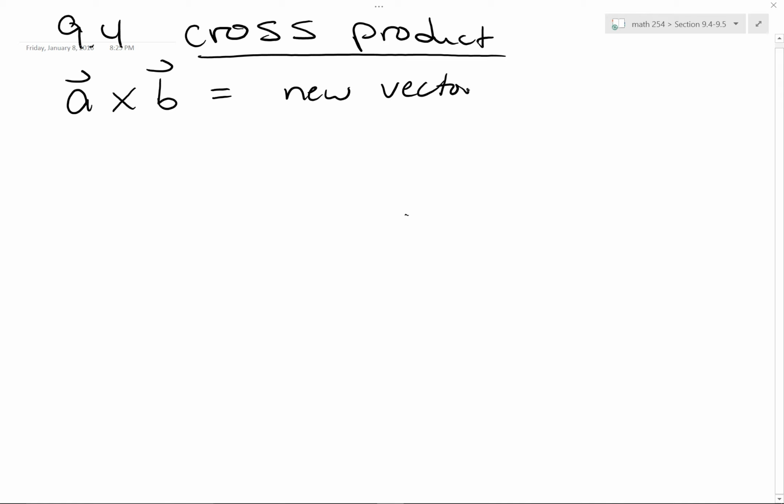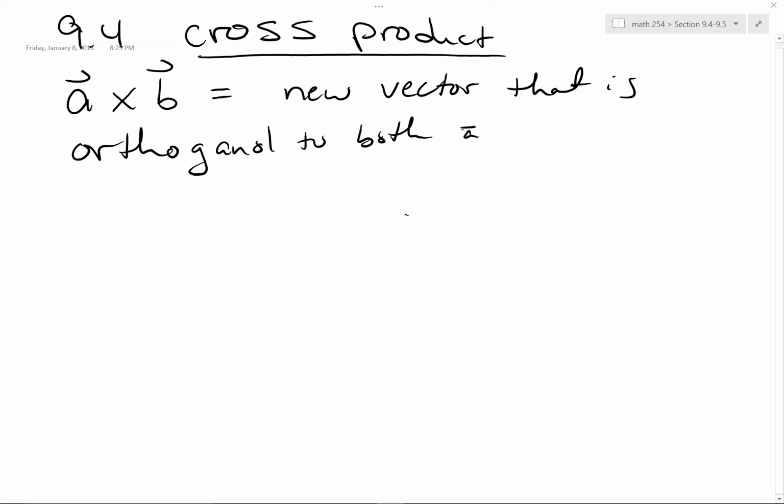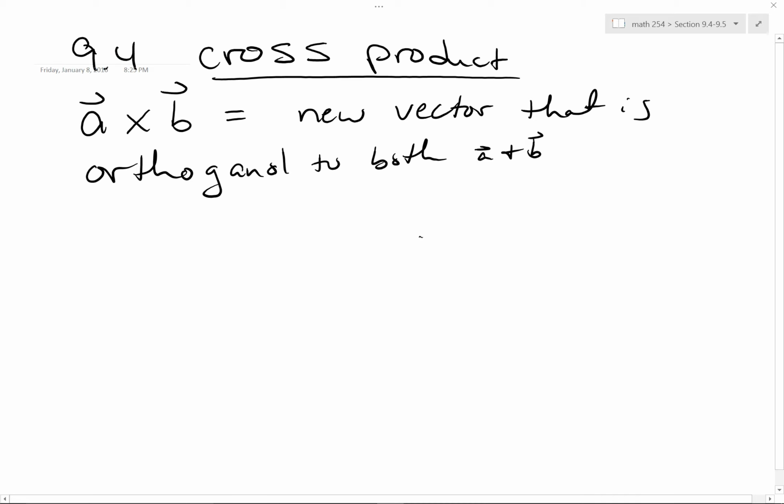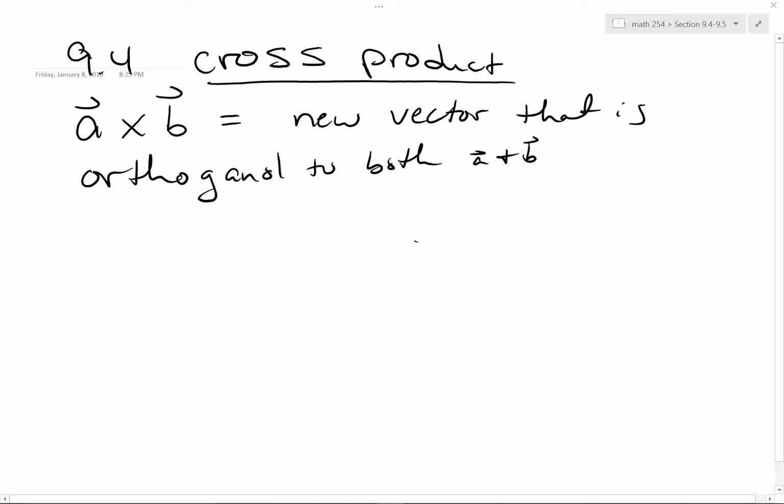not a scalar like the dot product, but a new vector that is orthogonal to both A and B. Okay, so an example of this would be when you're looking at the corner of the room and you see the wall going up like this and it hits the ceiling up here like so. And so here's the one wall coming in like so. It's right between the ceiling and this one wall. There's a vector, if you will, here.